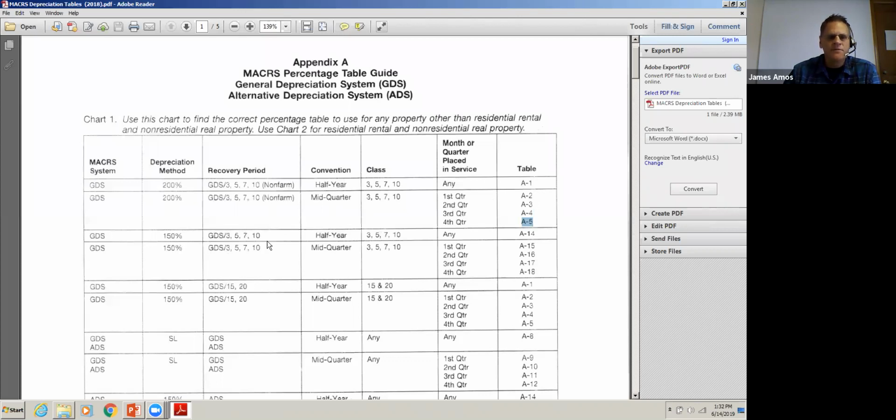What if you're in the same situation as above? Notice this line here is exactly the same as this line, except the only difference is you're using 150% declining balance rather than 200% declining balance. If you're going to use 150% declining balance, use table A-14. If you're using 150% declining balance and you have to do mid-quarter, you do one of these tables, and that's based purely on which quarter you're dealing with here, which quarter it's in.